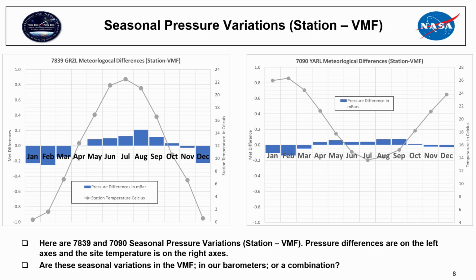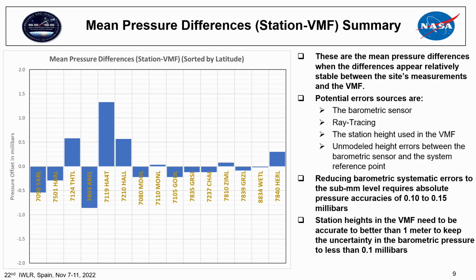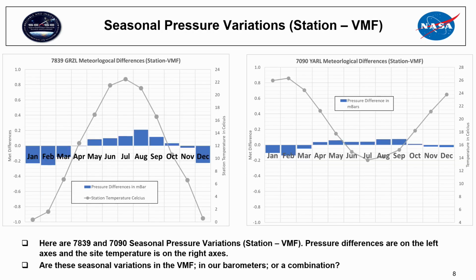Over here on the right chart is Yarragadee. So temperature is on the right axis in gray. Yarragadee doesn't have as much temperature variation because they're out in a desert-like environment, which has very good weather. And their pressure variations don't vary quite as much as a function of temperature as the station Graz.